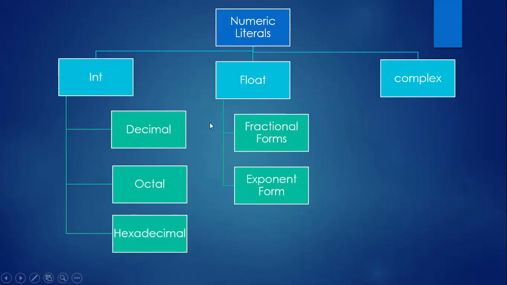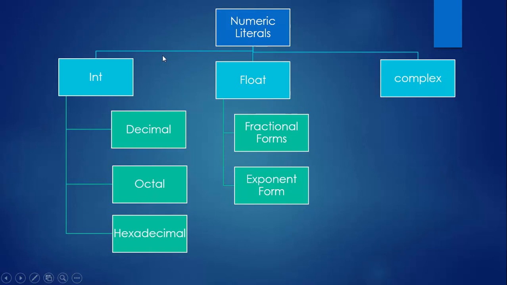Numeric literals can be classified into three different categories. First is integer. We can write integers in three different forms, that is decimal form, octal form, and hexadecimal form. Then we have floating points. These can be written in fractional values and exponential form. And the third is complex numbers. Let us discuss them one by one and see how to use them in IDLE.